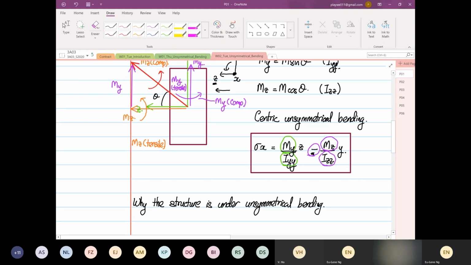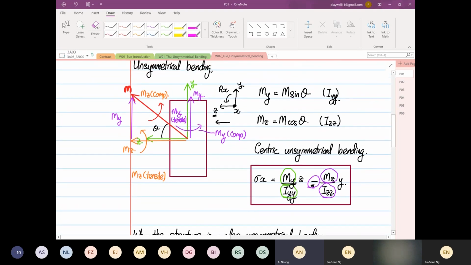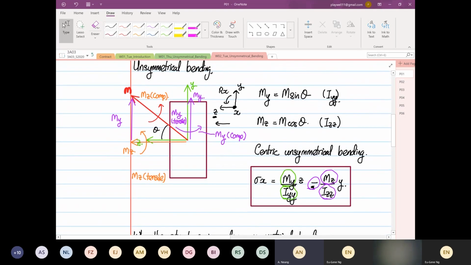Eugene, in the diagram, it says MZ compression in orange there. Should that be MY up there? I'm a little confused by that. The orange, okay, the orange M. So this is MZ, right? So the tail end of the arrow MZ is tensile. The head end of MZ is compression.